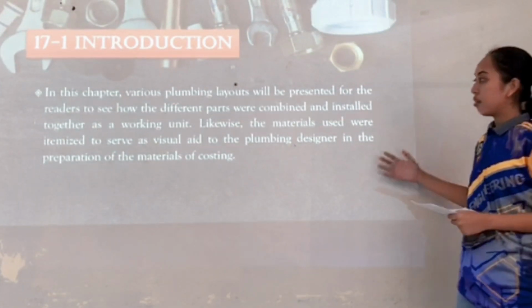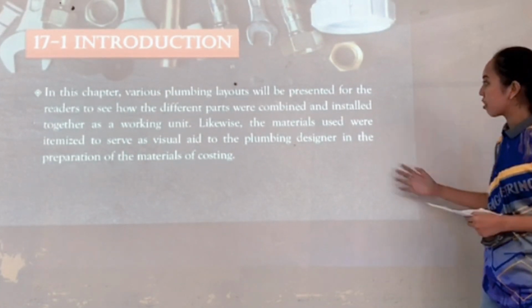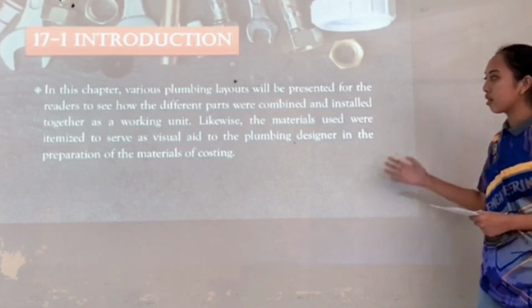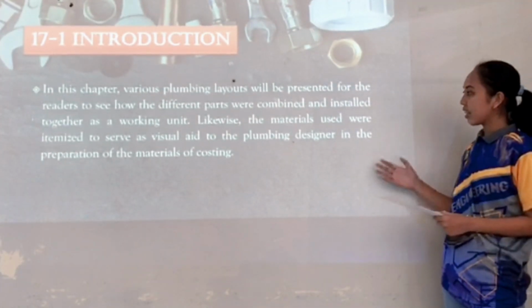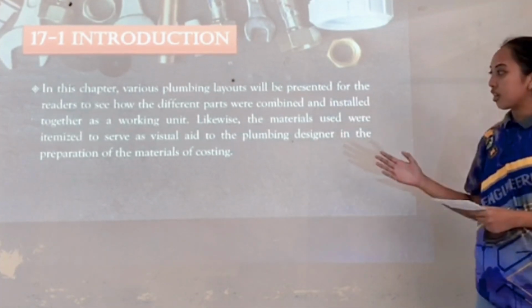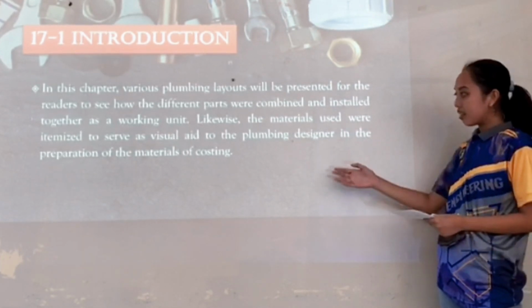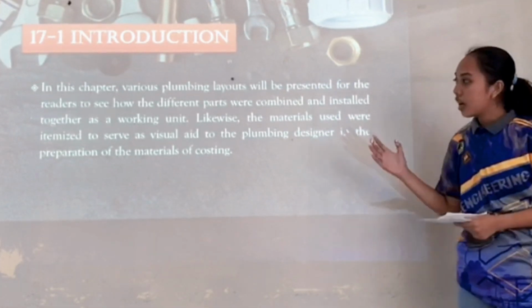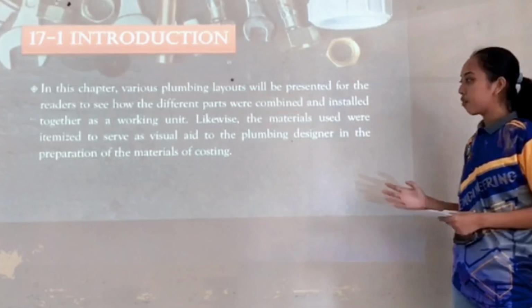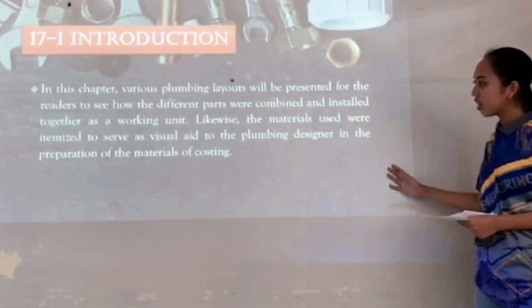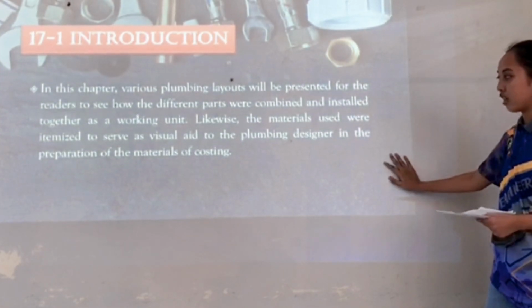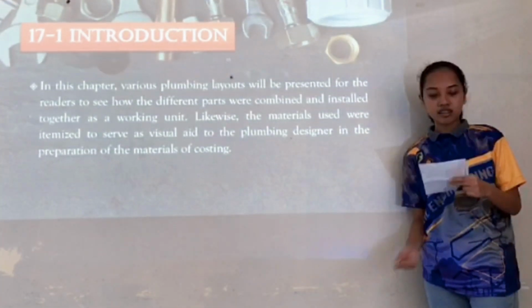In this chapter, various plumbing layouts will be presented for the readers to see how the different parts were combined and installed together as a working unit. Likewise, the materials used were itemized to serve as a visual aid to the plumbing designer in the preparation of the material costing. Next.